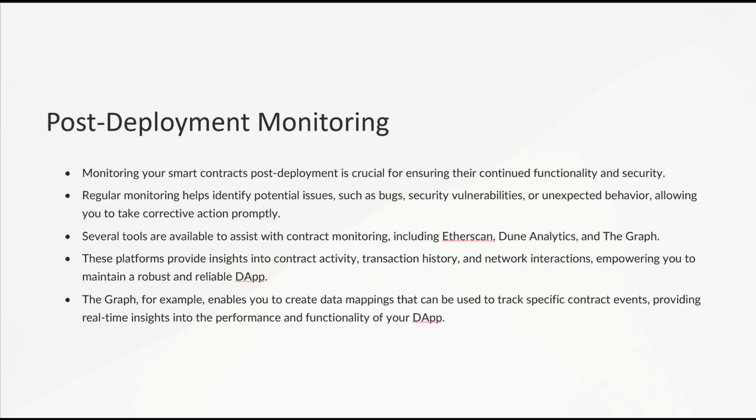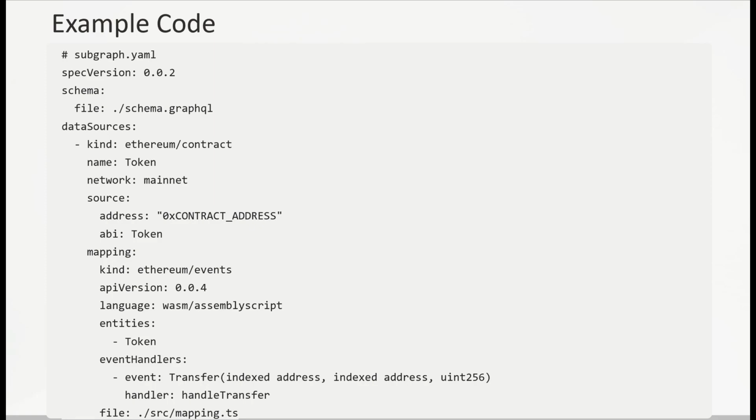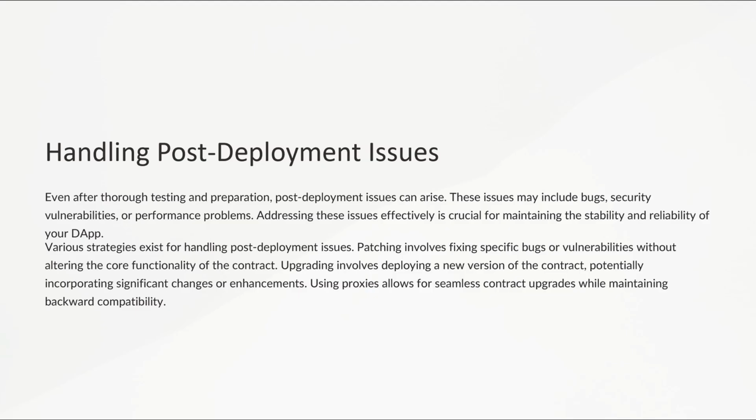Post-deployment monitoring. Monitoring your dApp after deployment is crucial for maintaining its functionality. Tools like Etherscan, Analytics, and The Graph help you track contract activity and identify any issues. For example, monitoring with The Graph. The Graph allows you to set up subgraphs to monitor specific events, like token transfers. By writing a handler for these events, you can capture and analyze data in real time, providing insights into your dApp's performance.